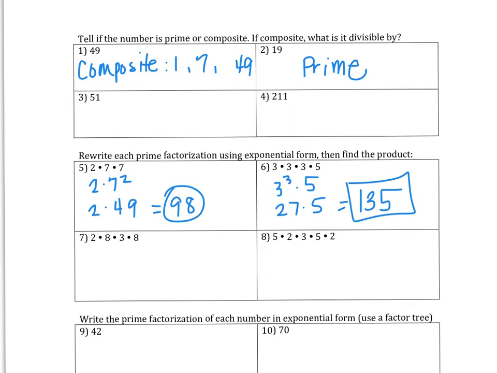Let's do number 8. Number 8, I need to put everything in order. So I have a 2 times 2 times 3 times 5 times 5. I'm going to simplify that into exponents, and that's 2 squared times 3 times 5 squared. 2 squared is 4 times 3, 5 squared is 25. So if I go 4 times 3 is 12 times 25. So that is 12 times 25, and that would be 300.